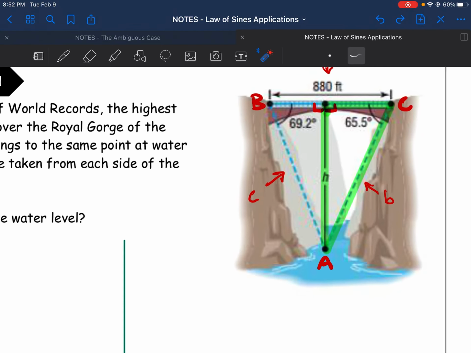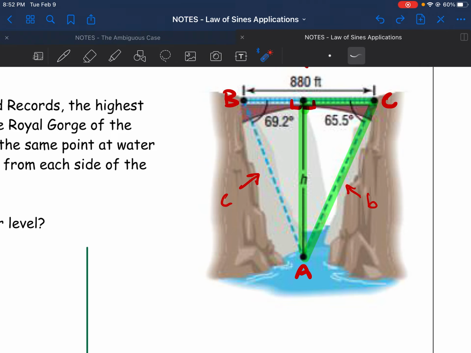And once again, we were given an image here. Notice that from each side of the bridge is 880 feet. This is where the sightings are. So one sighting is from this side of the bridge. The other sighting is from this side of the bridge. They're looking at the same point down here, and we'll call that point A. I'm just calling this B, and I'm calling this C. I'm just giving these labels, so it's a little easier for me to set up equations here.